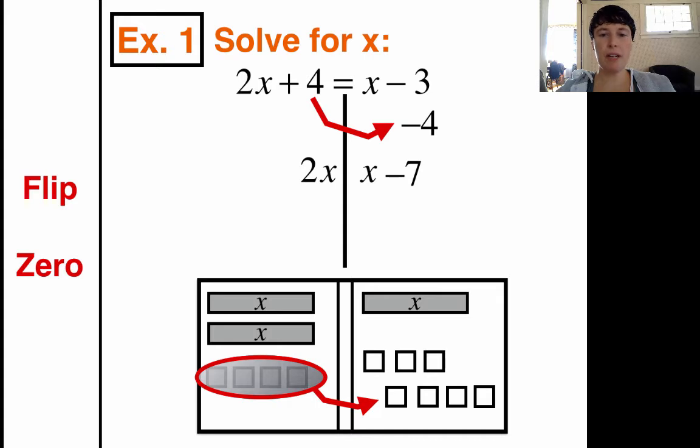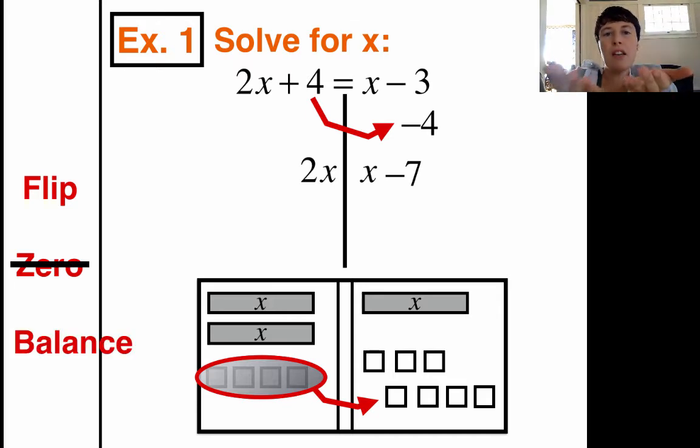Let's look for zero pairs. Do you see any zero pairs? Any positives and negatives that match up? Nah, I don't see any. If you're saying no, I'm saying no too. So, okay, skip that move. Let's go to the next move. Let's balance. What's something on the left and right that we could take off that match? The x's. I see an x on the left and an x on the right. We could take those off the mat.